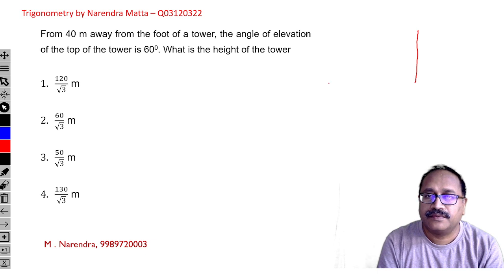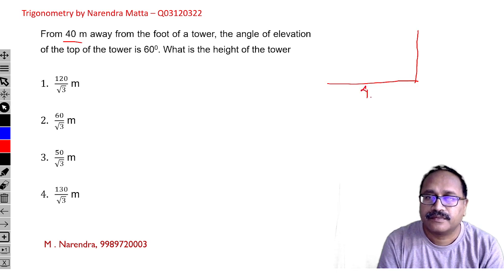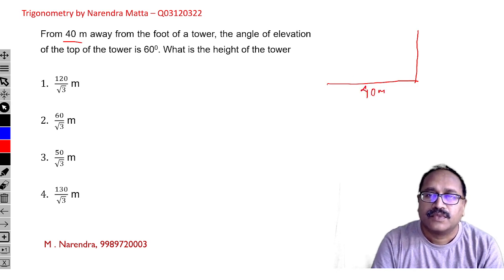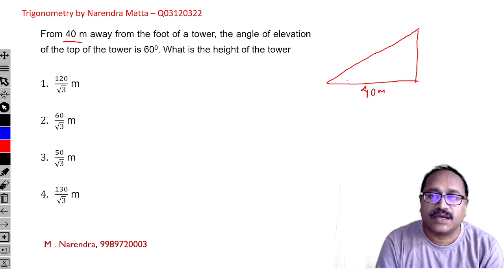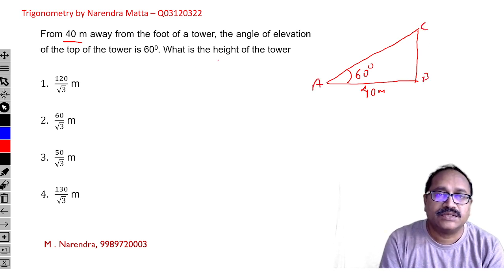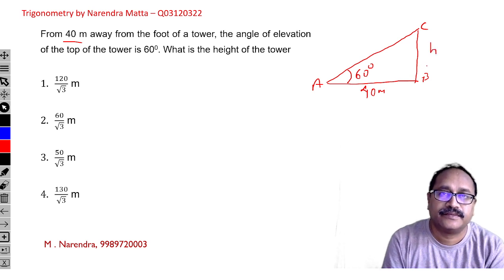There's a tower. It's 40 meters away. Now the angle of elevation of the top of the tower is given as 60 degrees. Let's consider this as A, B and C. You are simply asked the height of the tower. That is what I need to find out, BC. Let's consider that this is H.